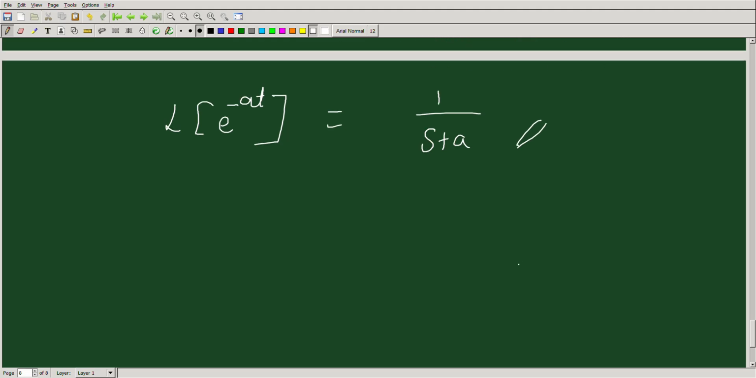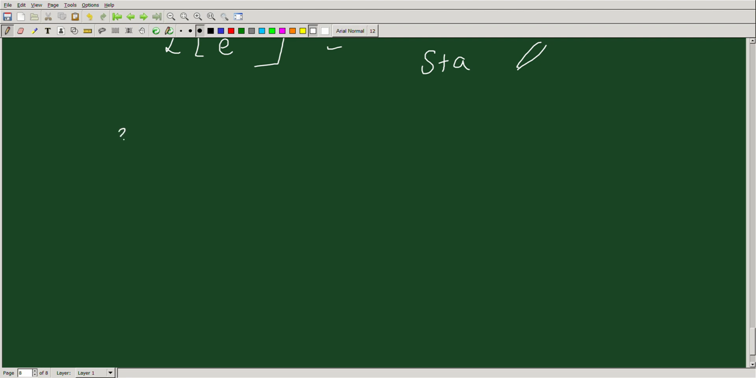So next we'll see one more question. Third one: find the Laplace transform of e power at. First we completed e power minus at, now we are going to do e power at. Solution for this problem: write the formula. So what is the formula?